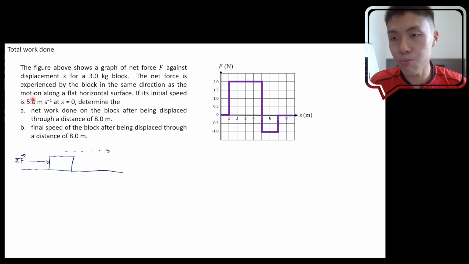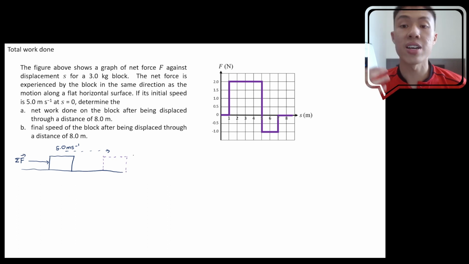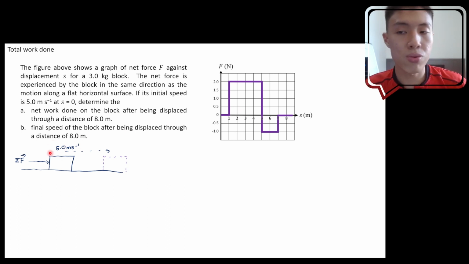If its initial speed is 5 meters per second and s is equal to 0 meters, it means initially it is already moving with 5 meters per second, but you know that at the end it will not be 5 meters per second. Why is it not equal to 5 meters per second at the end of the journey? Because you know that there's net force. If there's net force, there will be acceleration. If there's acceleration, there will be change in velocity. So if there's change in velocity, it will no longer be 5 meters per second at the end of the journey.